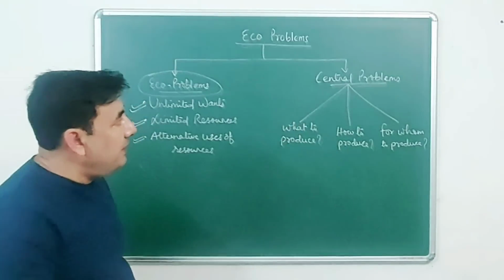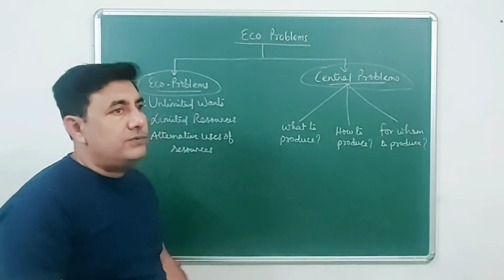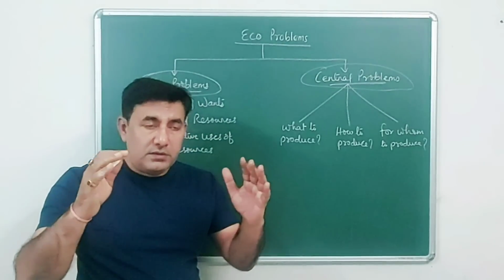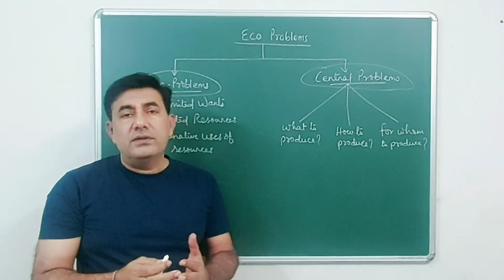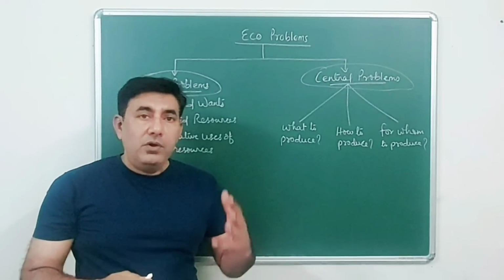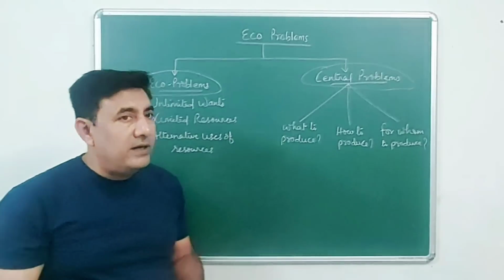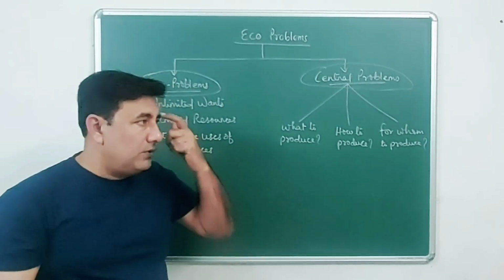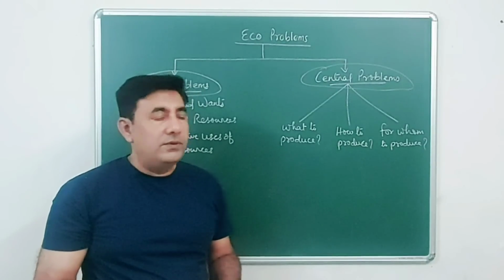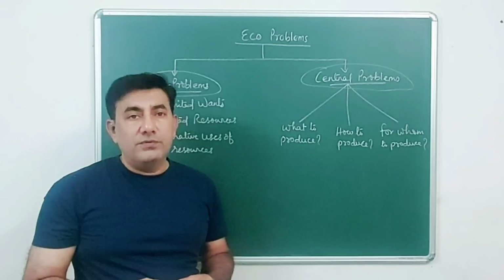The next one is a very important question for you, and this is about central problems of an economy. When we think about central problems, that means the problems of our whole country, the problem of the economy, right? So there are three problems. You might have heard about this in class 11 and 12 also. What to produce, how to produce, and for whom to produce. So these are the basic, the central problems of an economy.